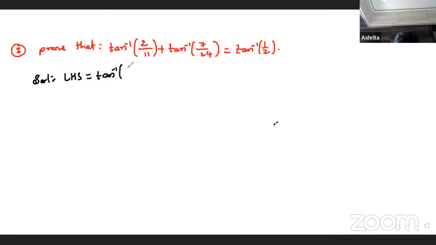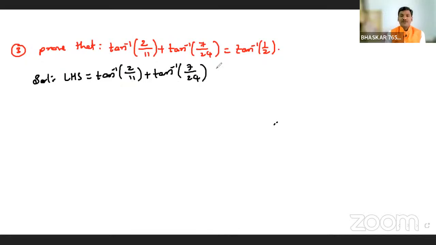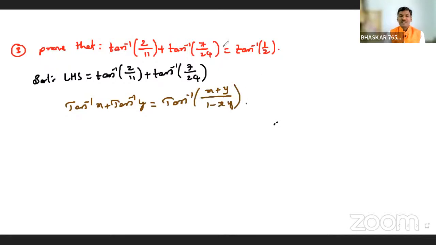Tan inverse 2 by 11 plus tan inverse 7 by 24. Yes. Okay, so we have a formula here. The formula is tan inverse x plus tan inverse y is equal to tan inverse of (x plus y) divided by (1 minus xy). This is the formula we are going to use here.